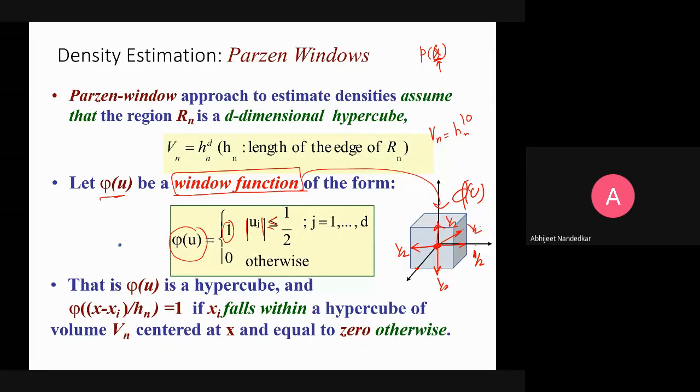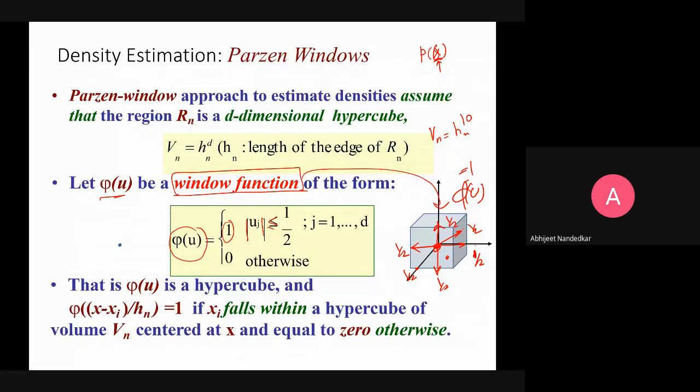I have centered this box, say here, and whenever you are within the box, so if I take this point, it is within the box, so this function should return me 1. Meaning, whenever you stand within the volume or bin, it will return you 1. Whenever you are outside the box, it will return you 0. Okay, so this is the basic window function.